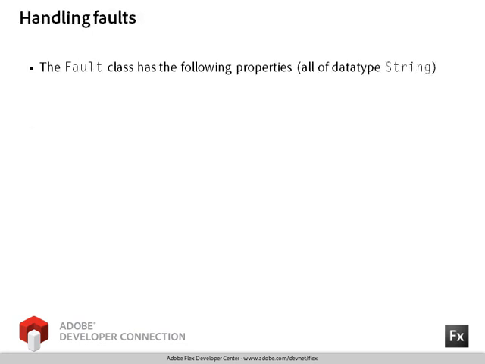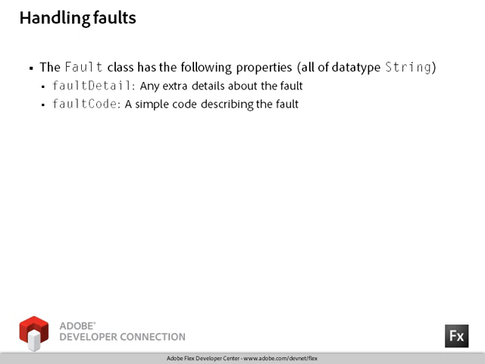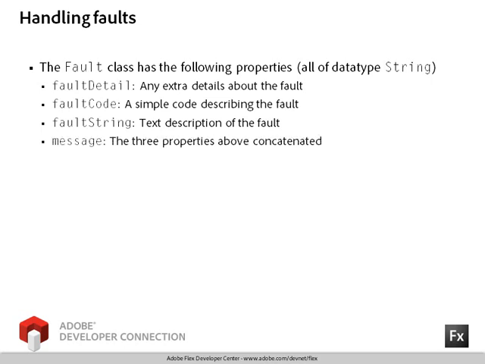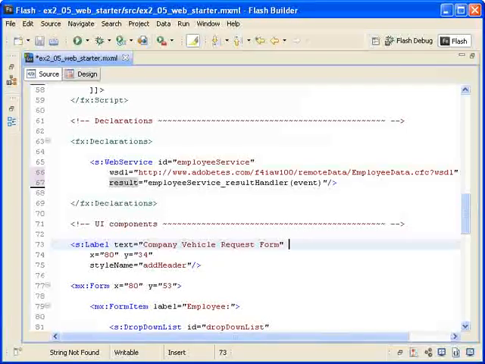The fault event class contains 4 string properties. The fault detail property contains extra details about the fault. The fault code property is a simple code for describing the fault. The fault string property is a text description of the fault. And the message property is a concatenation of the other 3 properties.